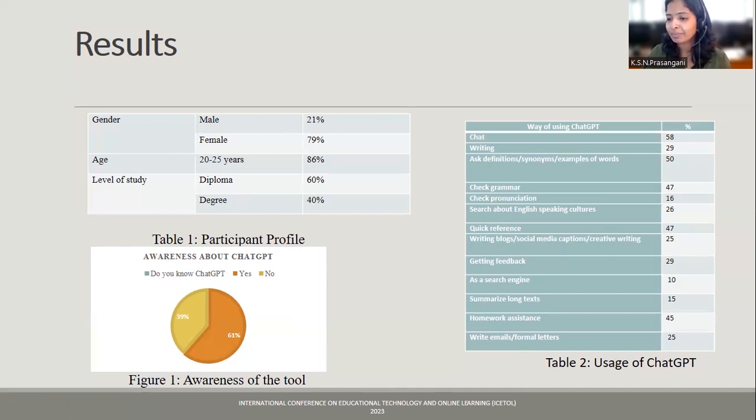And also, 45% of our participants use ChatGPT as their homework assistant. So in the Sri Lankan context, most Sri Lankan ESL learners don't have exposure or an English learning supportive background at home. Because of that, they need somebody else to support their homework. So interestingly, they have selected ChatGPT to get that support once they are at home. So it shows that they are very keen on using ChatGPT in their learning process.